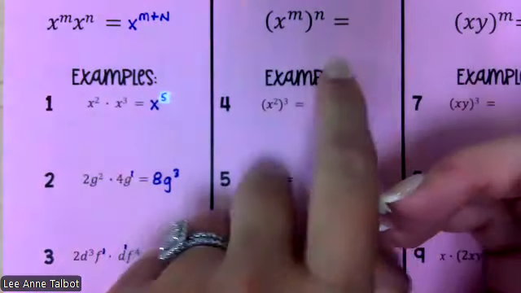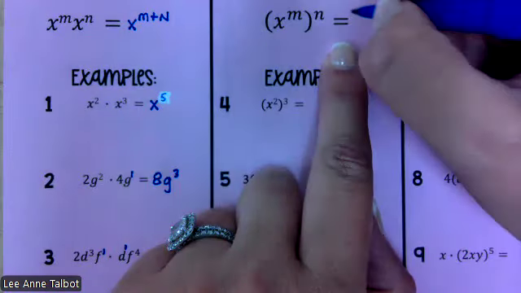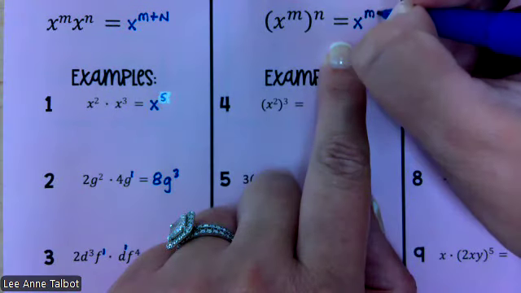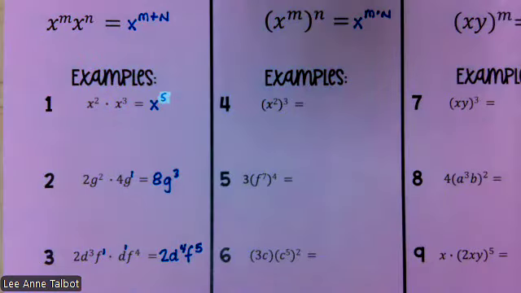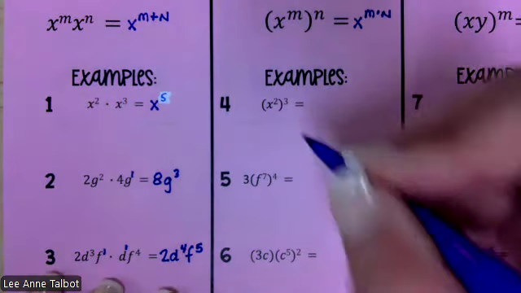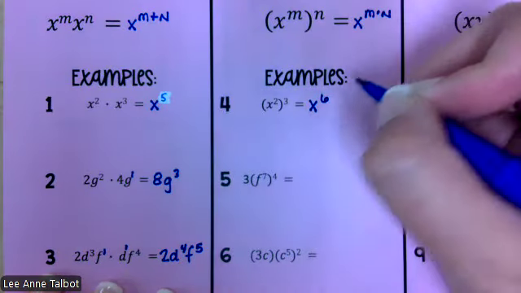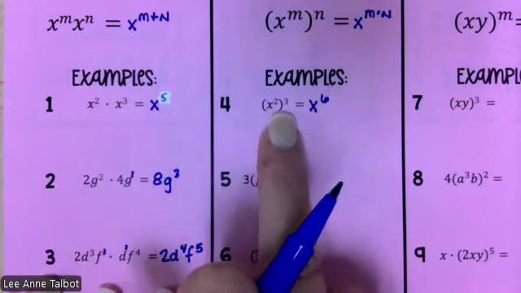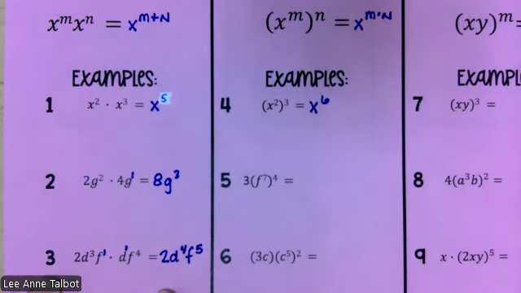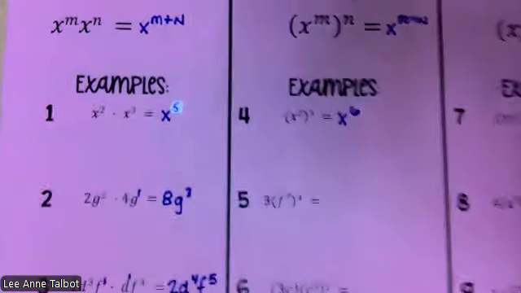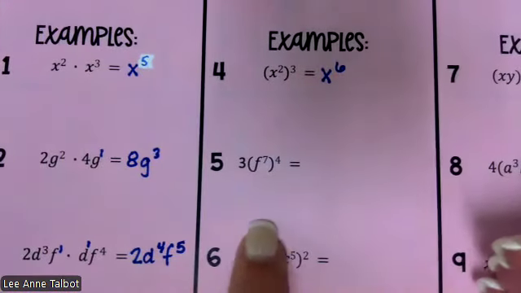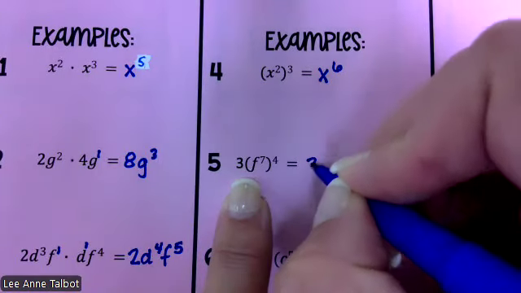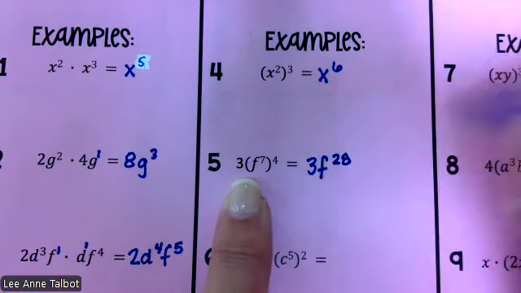This one, when you have a power to a power, that's when you multiply the exponents. So this one is x to the 6. This one's x to the 5, but with the parentheses, it's x to the 6. Okay, number 5, with a 3 in the front. 3f to the 28.